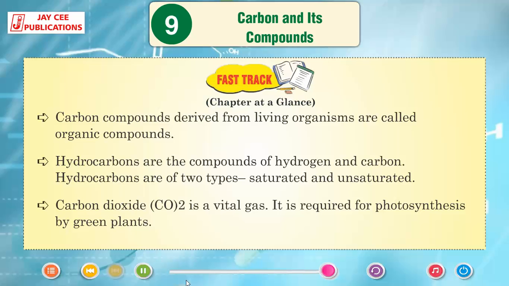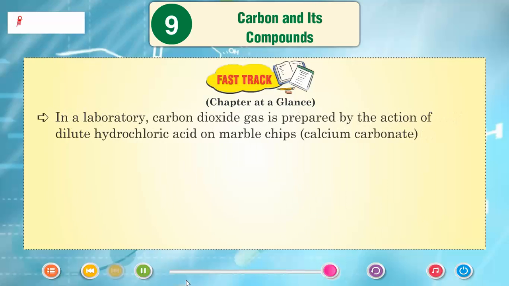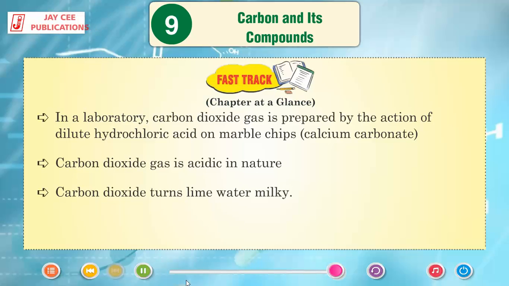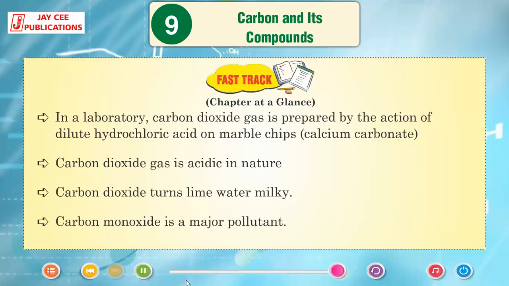Carbon dioxide, CO2, is a vital gas. It is required for photosynthesis by green plants. In a laboratory, carbon dioxide gas is prepared by the action of dilute hydrochloric acid on marble chips, calcium carbonate. Carbon dioxide gas is acidic in nature. Carbon dioxide turns lime water milky. Carbon monoxide is a major pollutant.